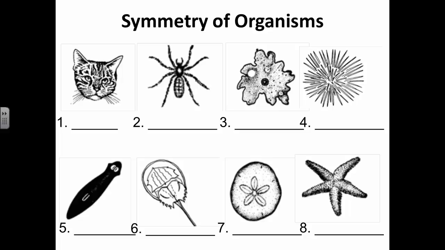This cat. What type of symmetry does a cat have, Madison? Bilateral. It has two sides. If you sort of draw a line down the middle, we have equal sides. Whiskers on both sides, eyes, ears. It has bilateral symmetry. How about this spider? Raise your hand. Tyler? Bilateral. Also bilateral, yes.